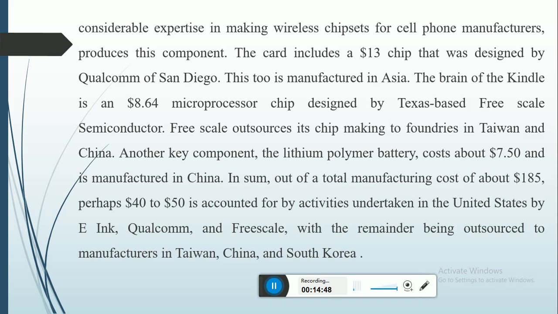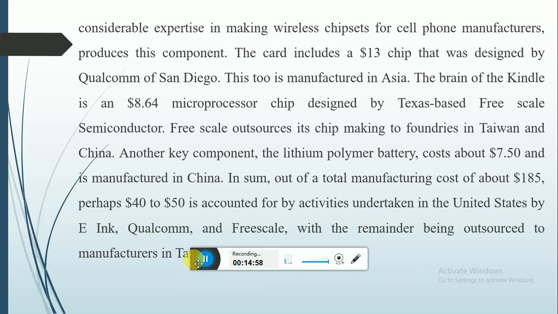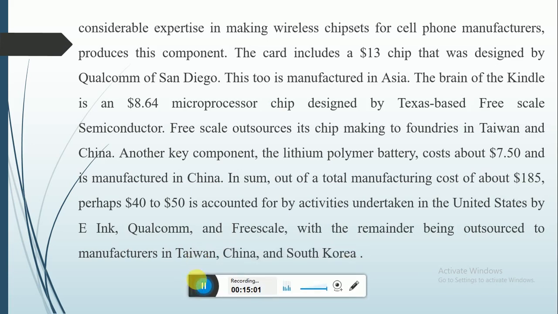So now imagine they have also moved it to another company in Asia. So that's another one manufactured in Asia. The brain of the Kindle is an $8.64 microprocessor chip designed by Texas-based Freescale Semiconductor. Freescale outsourced its chip making to foundries in Taiwan and China. They have moved this product to China.